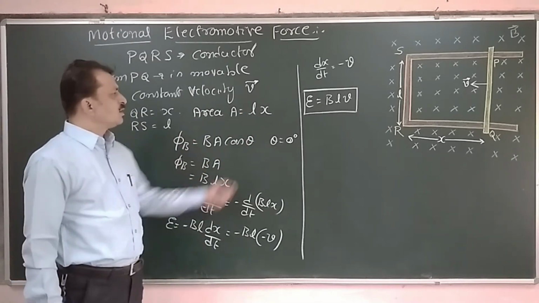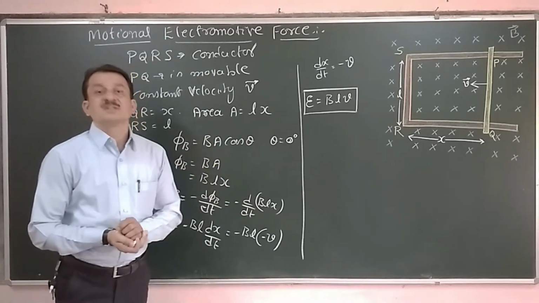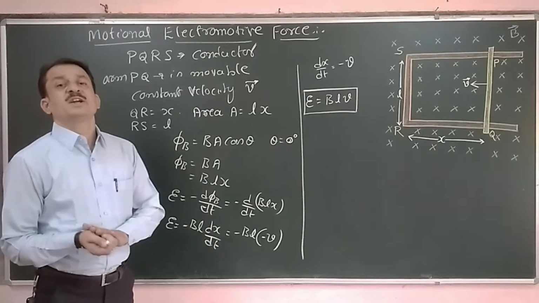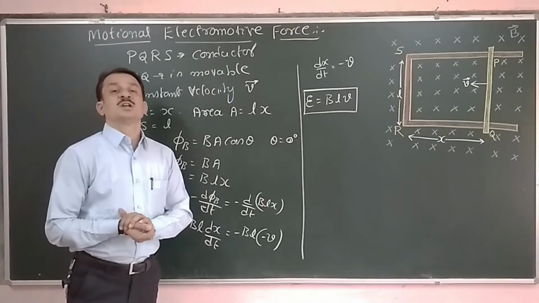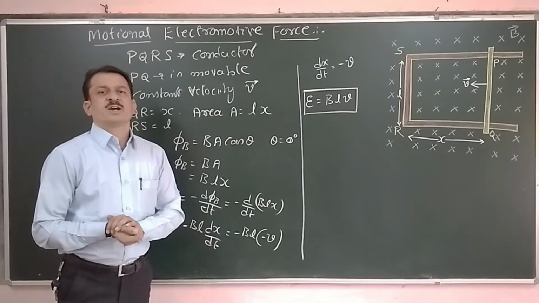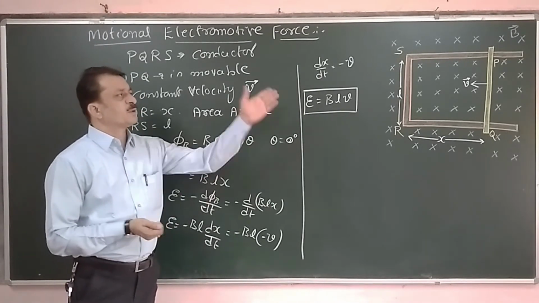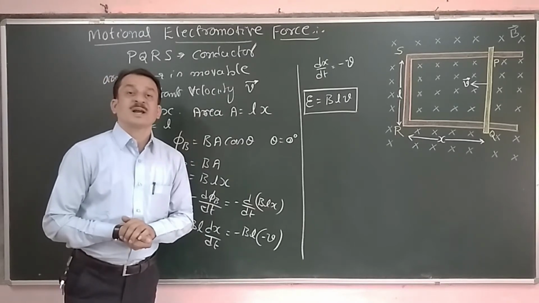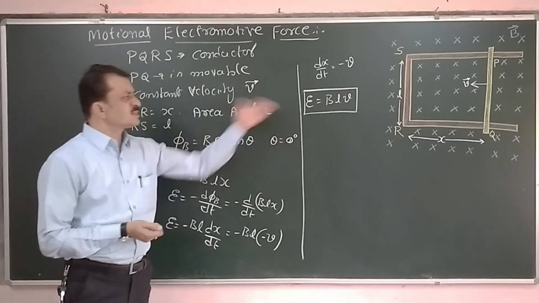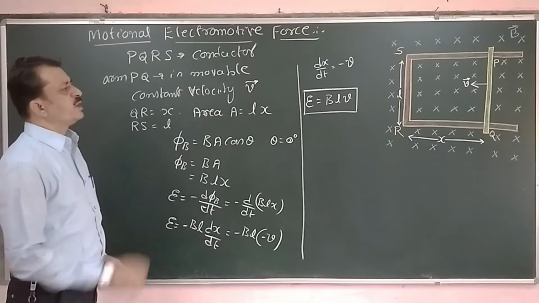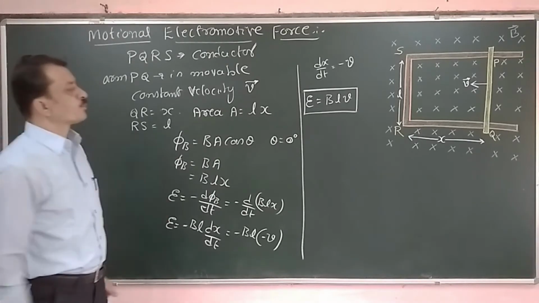Now this may be asked for 3 marks: obtain the expression for motional EMF whenever a conductor is moving in the presence of a uniform magnetic field. That is a simple expression. E is equal to B into L into v.